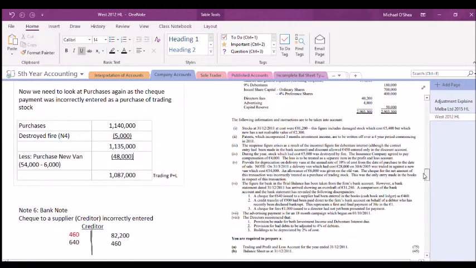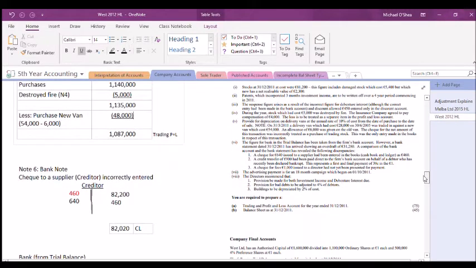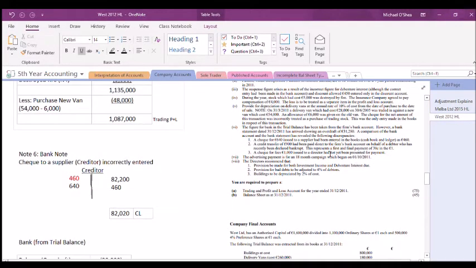The next note I'm going to move on to is the banknote. So for this one here, there is again, like the last time, there's 3 different sections. First 2 are to do with changing the company's bank account. Third one is to do with changing the bank statement figure.